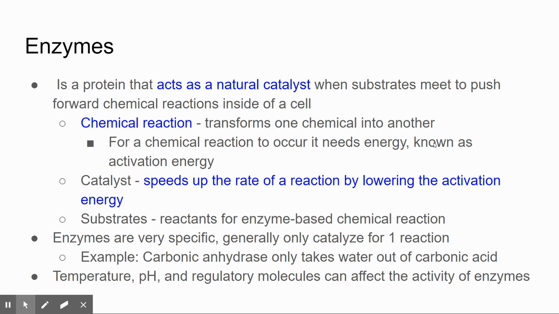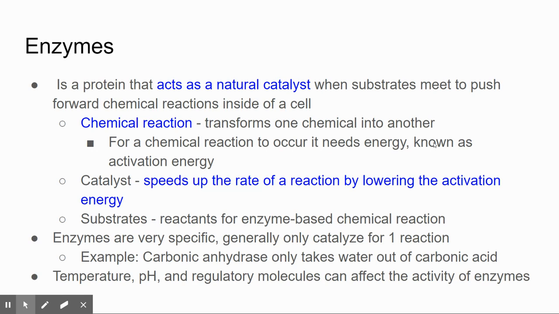So our enzymes, they are a protein that acts as a natural catalyst when substrates meet to push forward chemical reactions inside of a cell. So they act as a catalyst, which is something that's starting a chemical reaction. So a chemical reaction transforms one chemical into another. For a chemical reaction to occur, it needs energy, known as activation energy. A catalyst speeds up the rate of a reaction by lowering the activation energy. And substrates are our reactants for enzyme-based reactions.